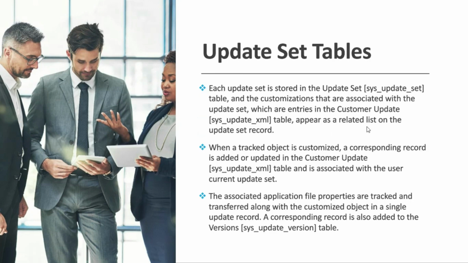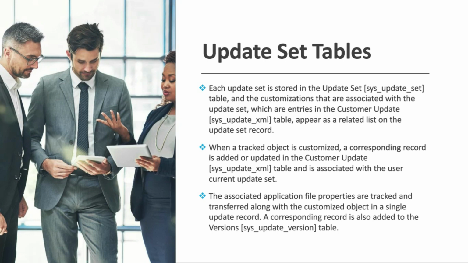Okay, now let's talk about update set tables, how the customization is updated on some tables. Each update set is stored in the update set table, sys_update_set. And then customizations associated with the update set are entries in the customer update table, sys_update_xml, that will appear as a related list in an update set record.